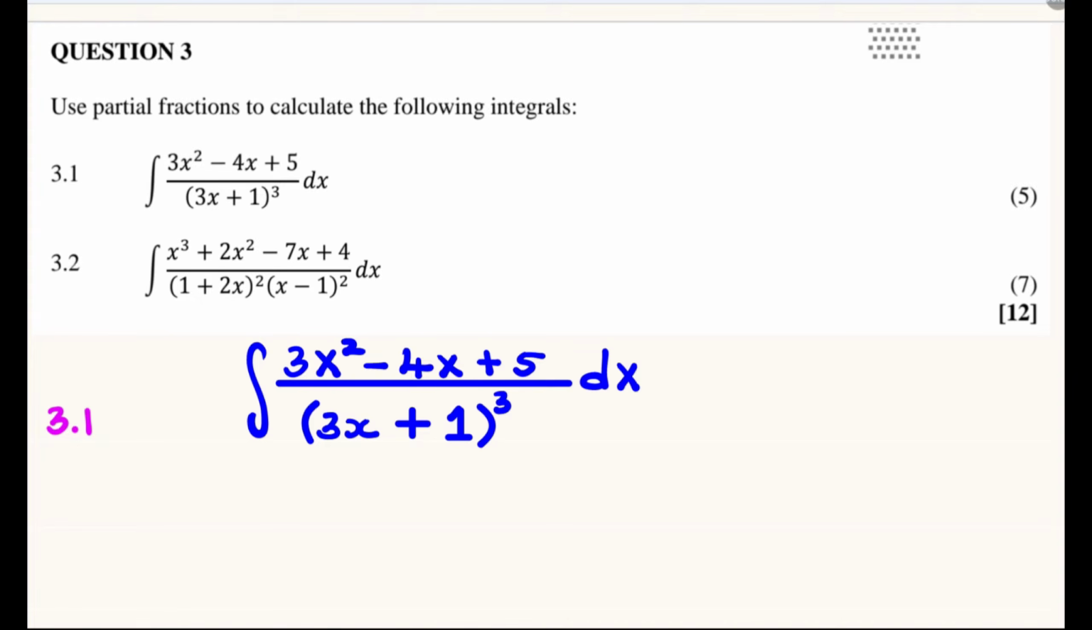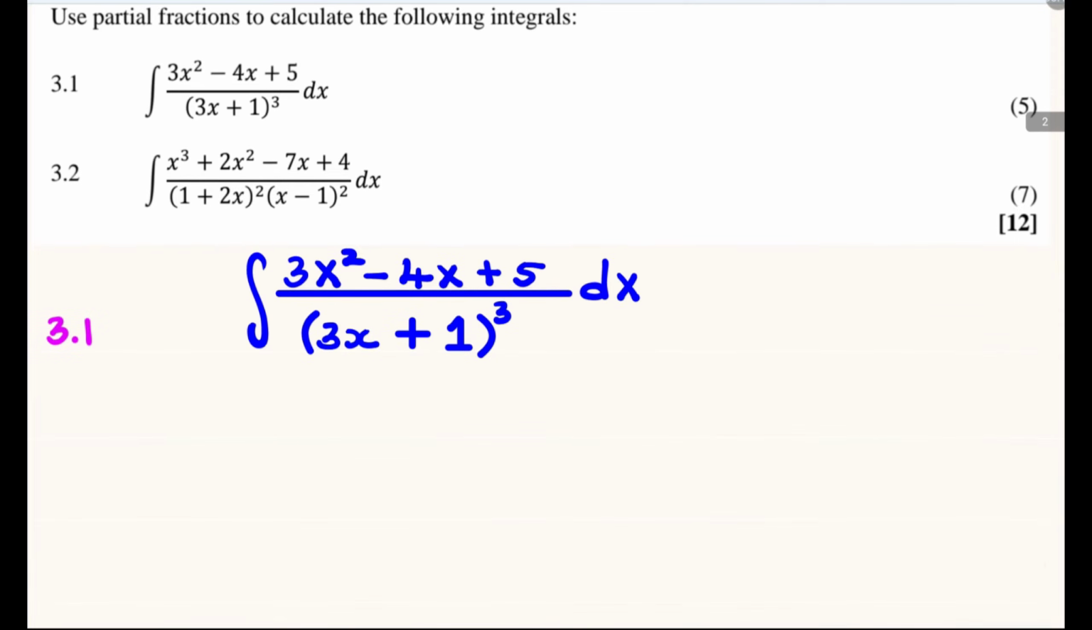Question 3.1, in the denominator, the 3x plus 1 is repeating itself 3 times because it's raised to the power 3. So we have repeated linear factors. So we simplify this according to the methods of repeated linear factors before we can integrate. So we forget about the integral and the dx for now and focus on simplifying our integrand.